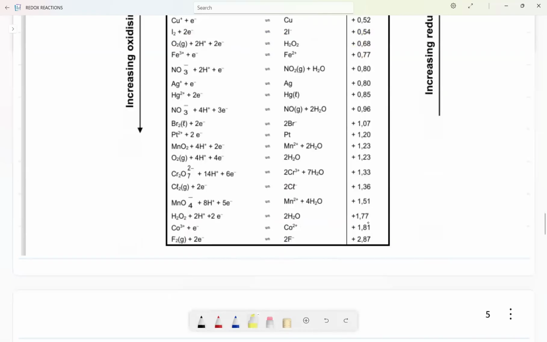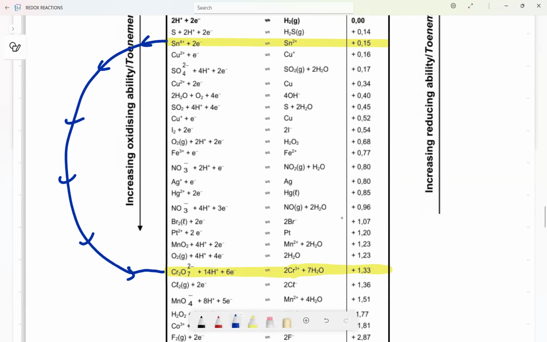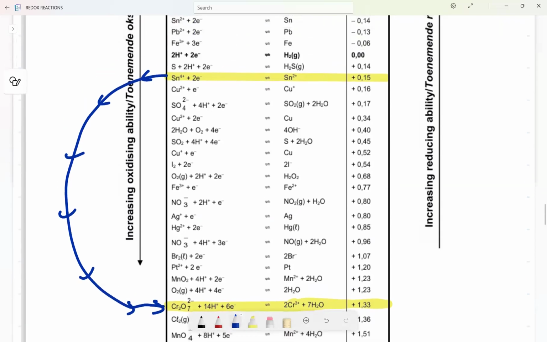So Cr2O7, that gives me Cr3. Can you see? It gives me Cr3. So I'm going to also look at this one. Remember when I use my method, it says what? It says C. So as I go there, I go there, I go there. It says this one, you're going to write it from left to right, meaning it's going to be Sn2 plus, forming you Sn4 plus plus 2 electrons.